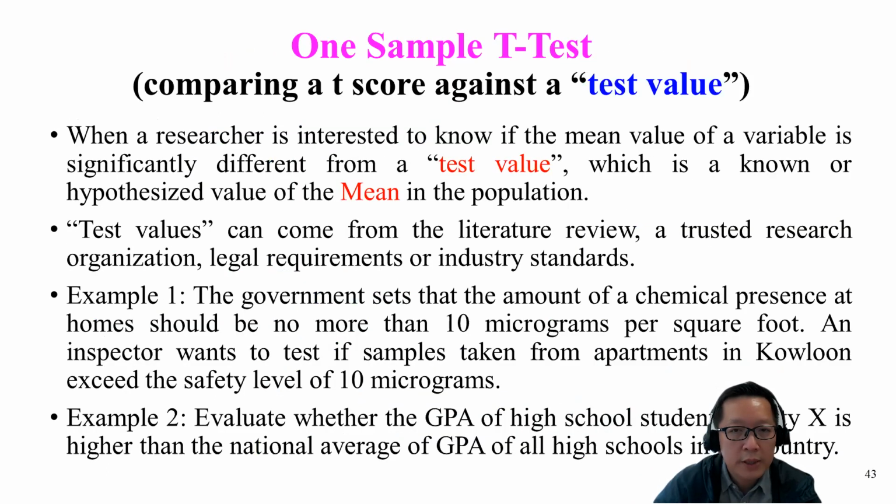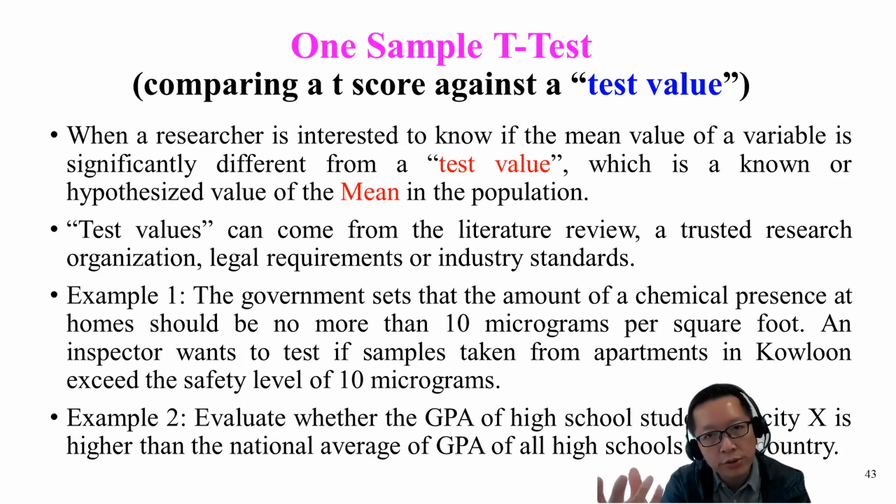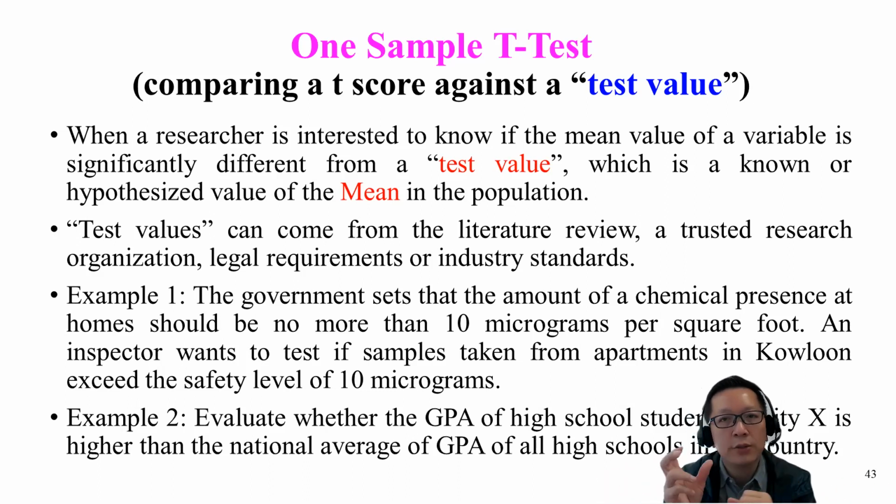So one of the types is called the one sample t-test. The one sample test is the simplest one, in which you're comparing your t-score against a test value. So how does it work? For example, from the literature, or from a trusted organization, or from legal requirements or some industry standards, there's a certain value that is considered ideal or very important. And you want to see whether the sample of the organizations or the people that you are studying is very different from that test value or ideal value.